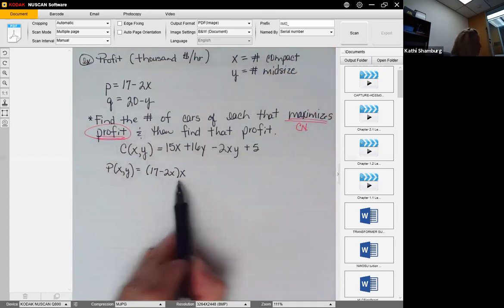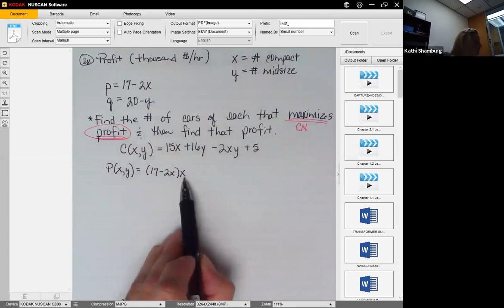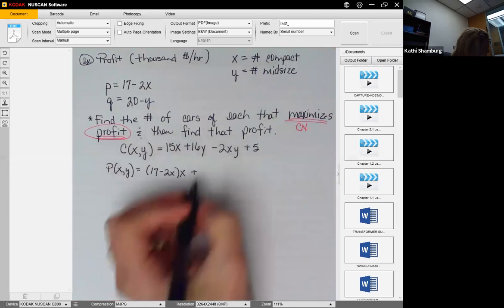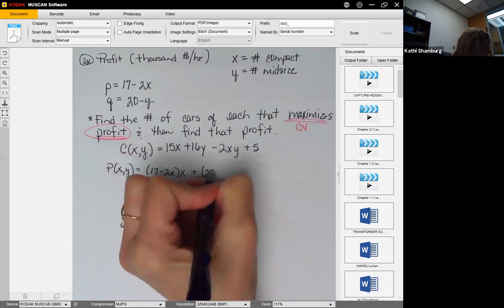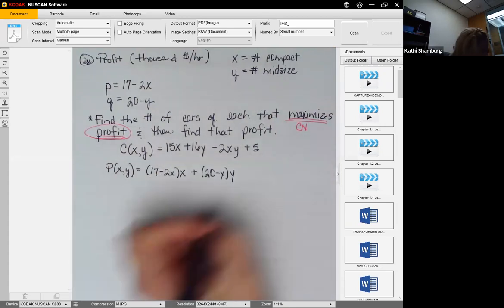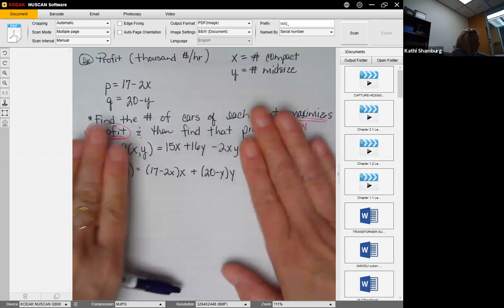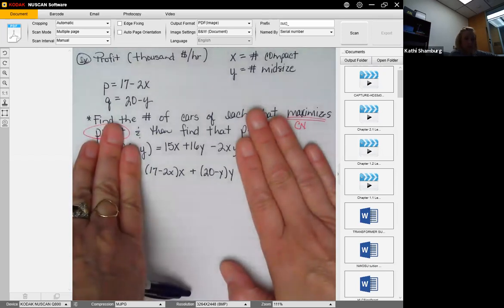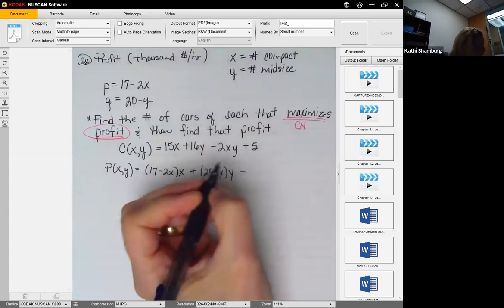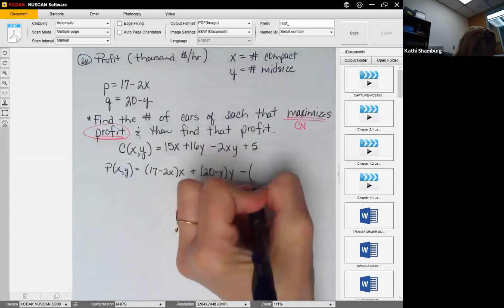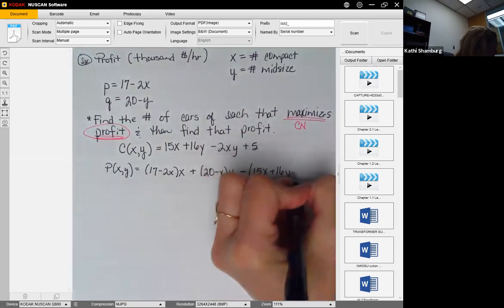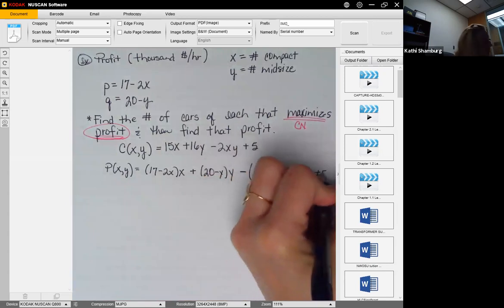So it is price per how many that you're producing plus, now we're dealing with midsize, the price per how many of them are produced. And then you remember, this is your revenue. So there's your revenue, what you're bringing in. Okay. So then we have to subtract our cost function. And our cost function is 15x plus 16y minus 2xy plus 5.